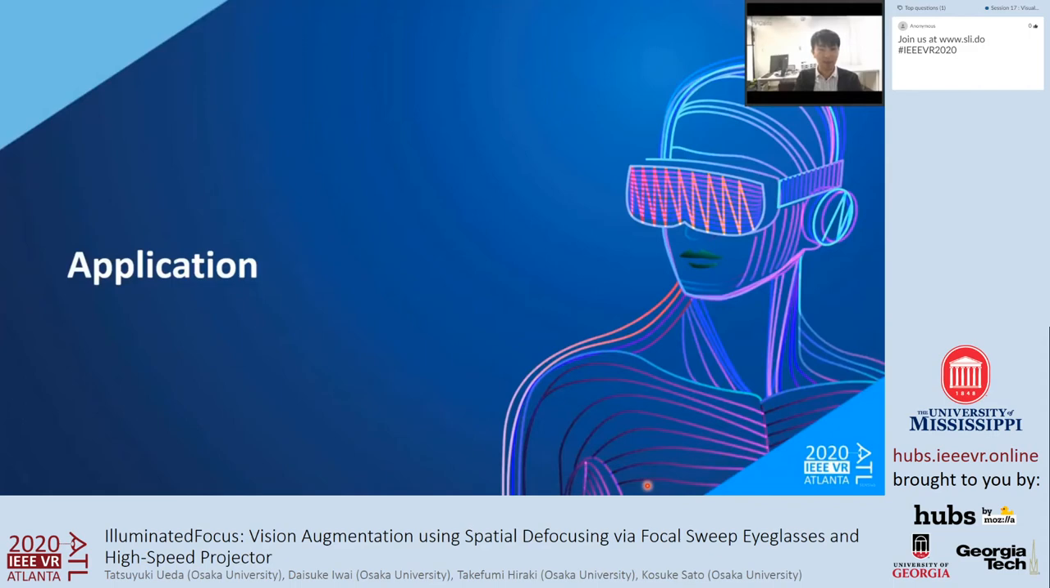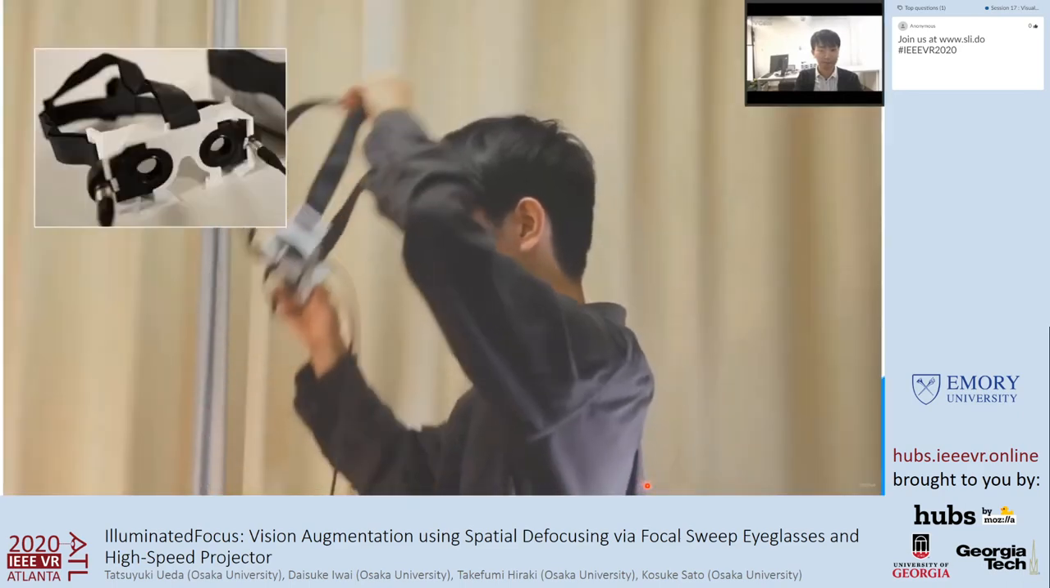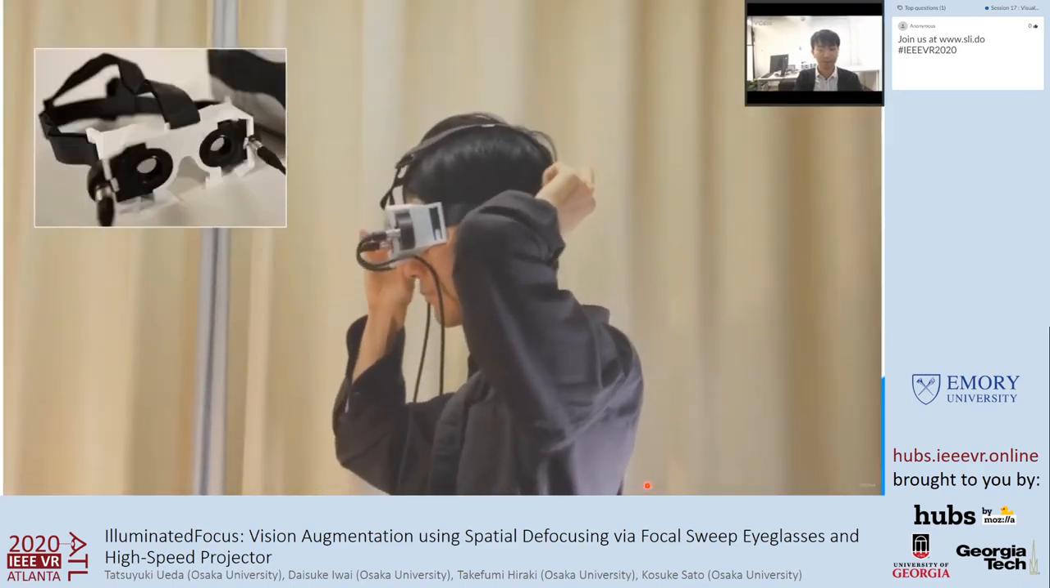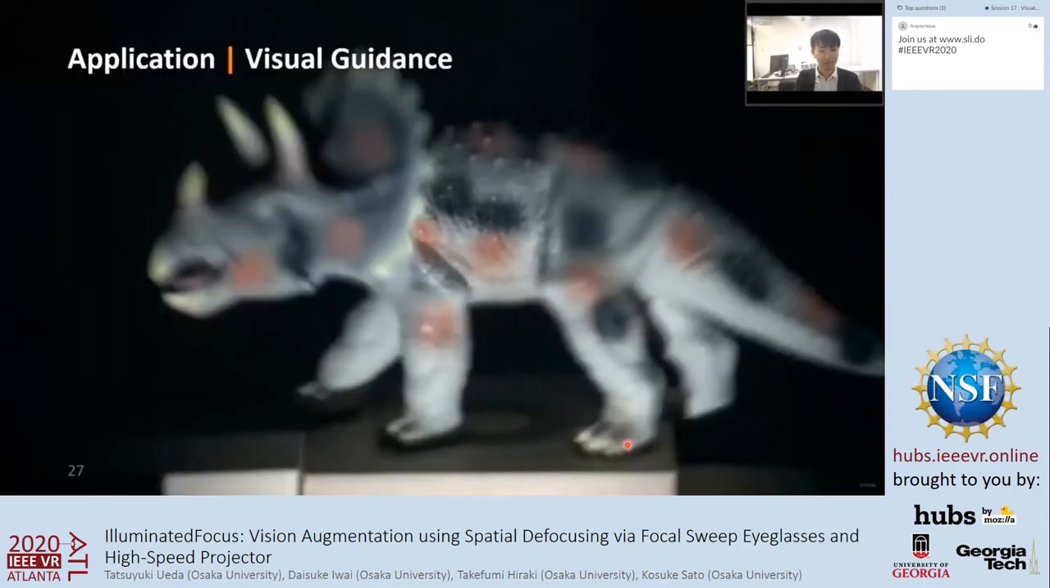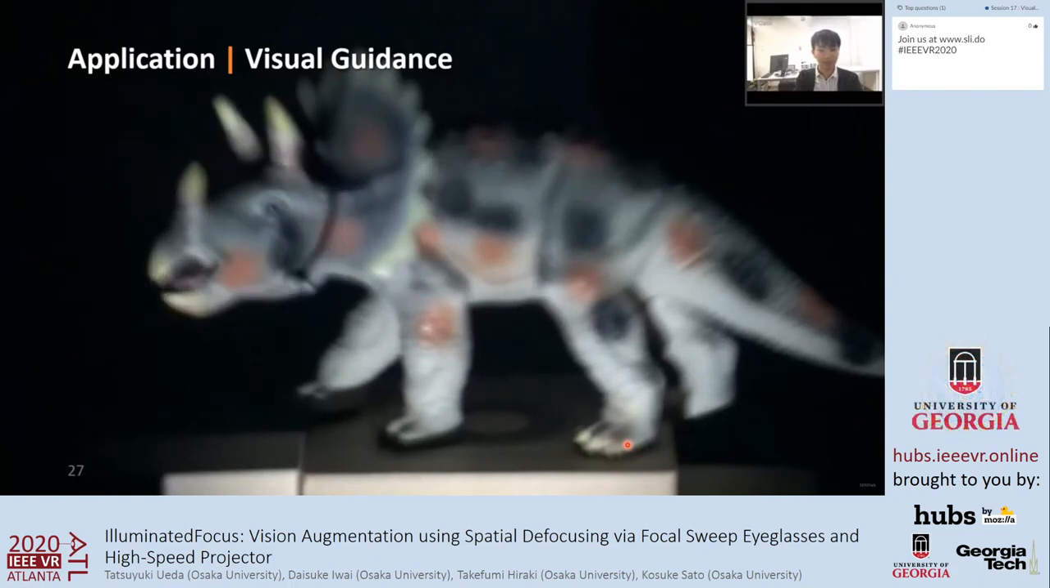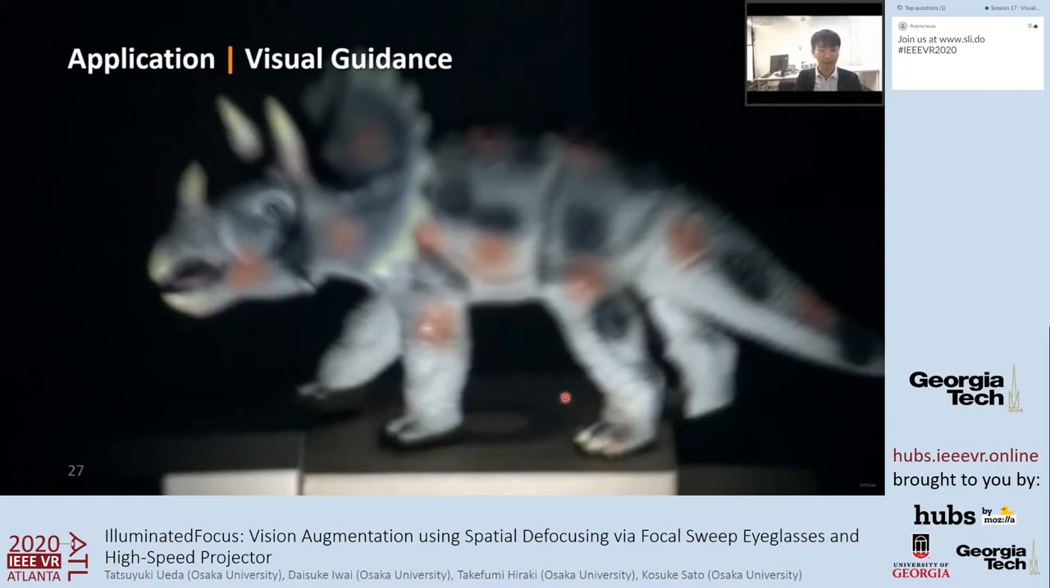Now, we describe some applications of illuminated focus. We made eyeglasses with two ETLs inserted. The eyeglass frame is fabricated with an FDM 3D printer. First, the visual guidance application. In this example, in a museum, a curator can move the focused area according to the explanation to direct visitors' gaze to a specific area.